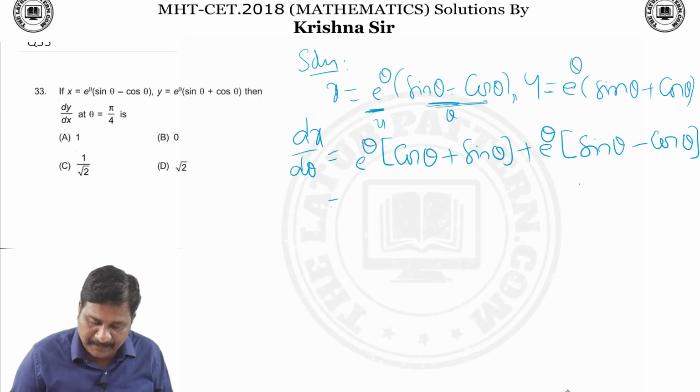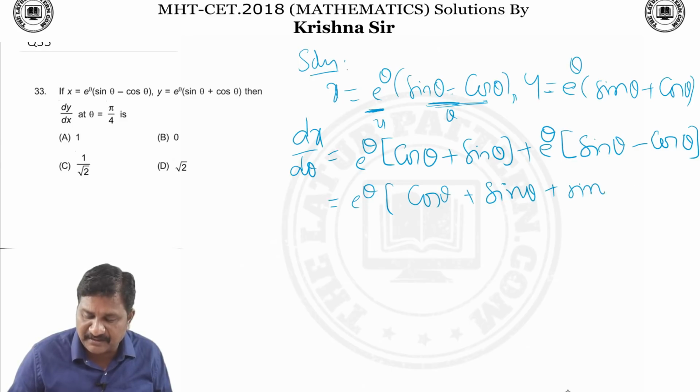By taking e power theta common, in the first term cos theta plus sin theta, plus sin theta minus cos theta.